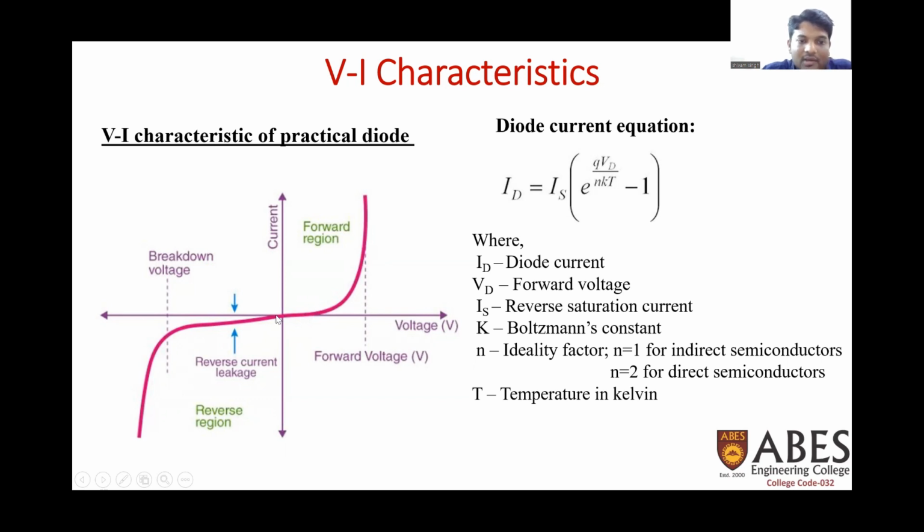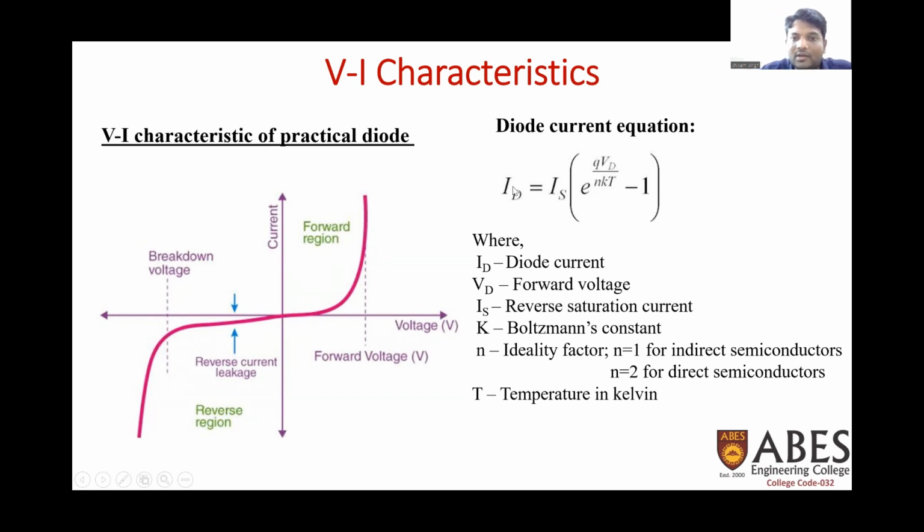Whereas if you make the connection in reverse bias condition, and you apply negative voltage to the diode, there is a small amount of current flowing in the reverse bias condition. Then at a certain point, that is called the breakdown voltage. After that voltage, the reverse current is suddenly increasing. So this is the typical VI characteristic of a practical diode.